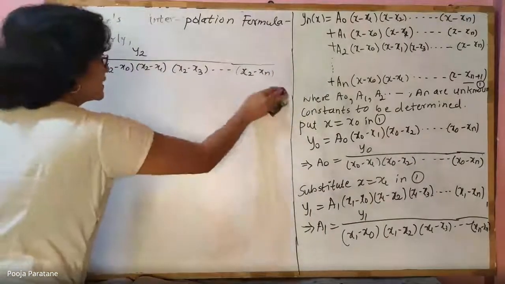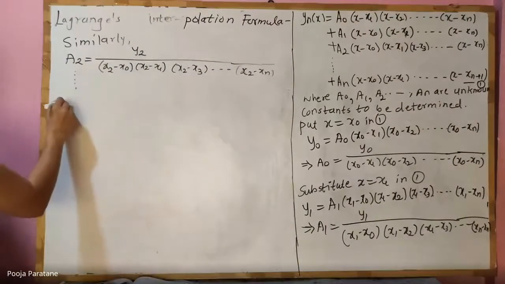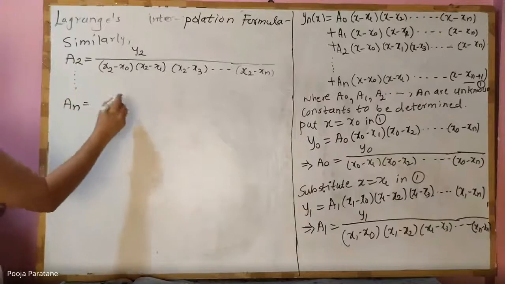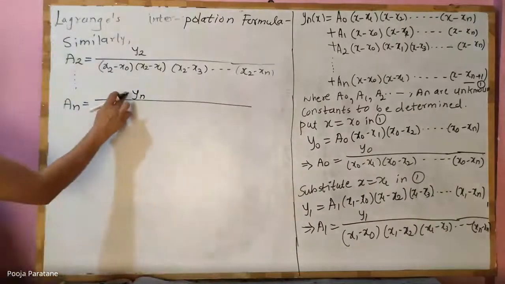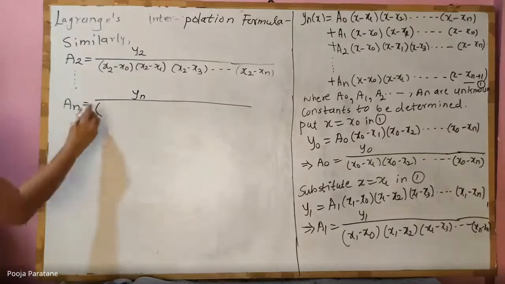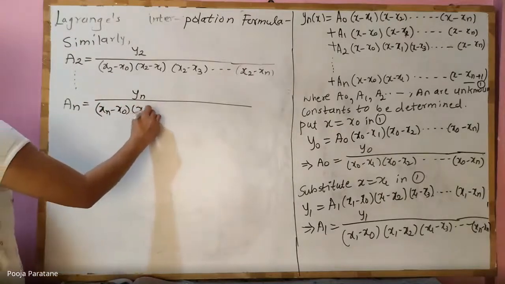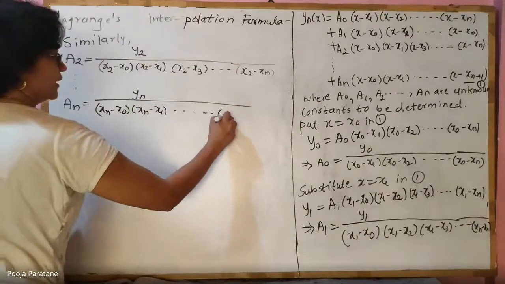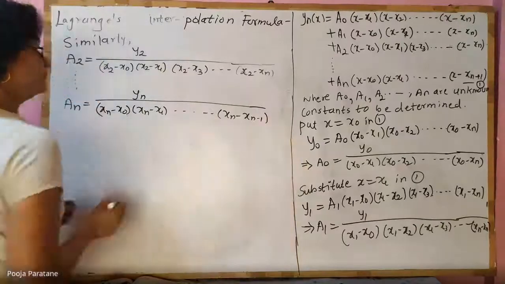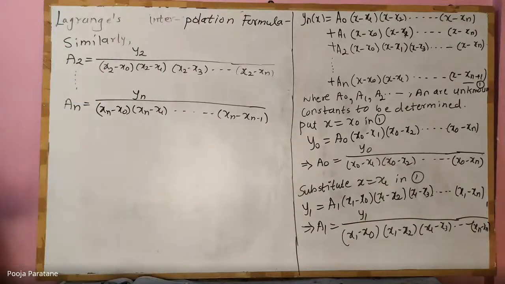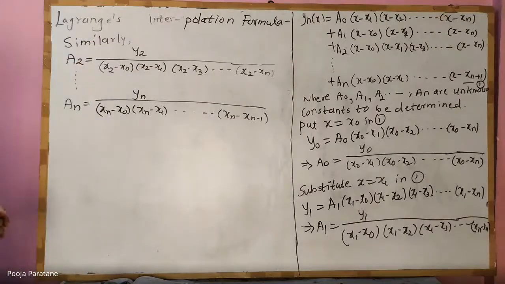And then we can generalize for an as, so an is equal to, now the corresponding term is yn, the value of y is yn. Then here xn minus x0, xn minus x1 and up to xn minus xn minus 1. Substitute all these values in equation 1. Let us see what we get.